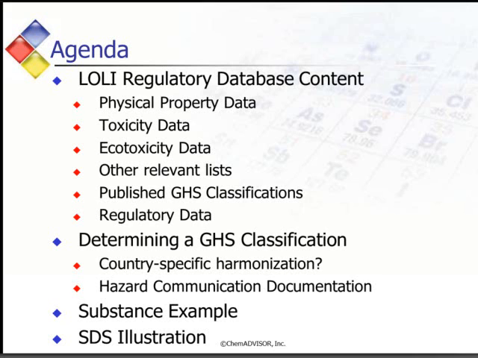Then we will look into determining a GHS classification and look at whether country-specific elements, some of those specific substance classifications that have been published, could aid our classification process for the U.S., as well as look at hazard communication documentation through the SDS. Then we'll have a brief example and then illustration of the SDS sections that include data either directly from LOLI or supported by data in LOLI.